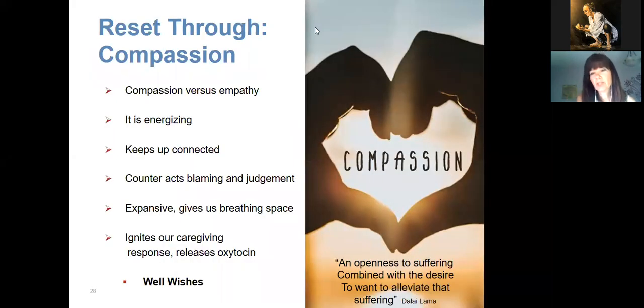And then the compassion, we want to cultivate it. Compassion is energizing, folks. Empathy can be draining. Compassion is that ability to notice suffering, but then that desire to want to alleviate that suffering. Even if we can't do anything to make it different, we can always send well wishes. We can always wish people well.